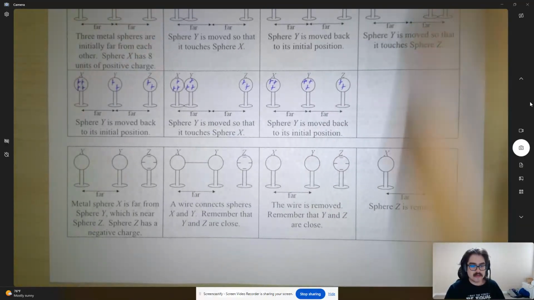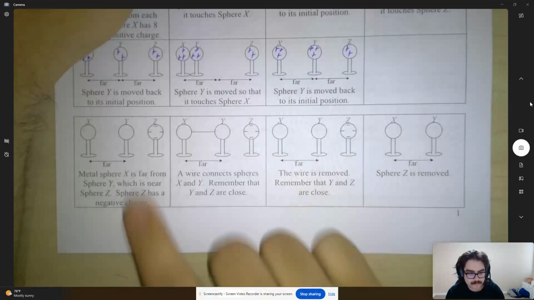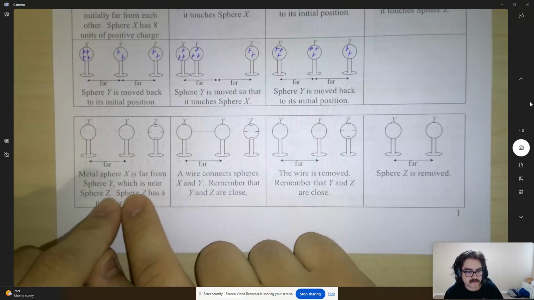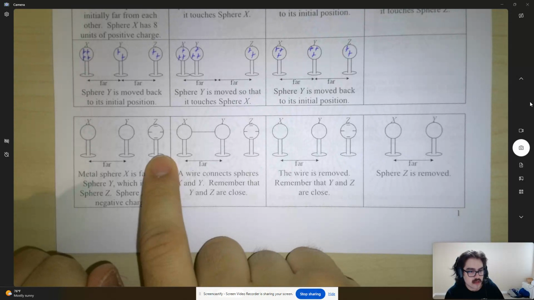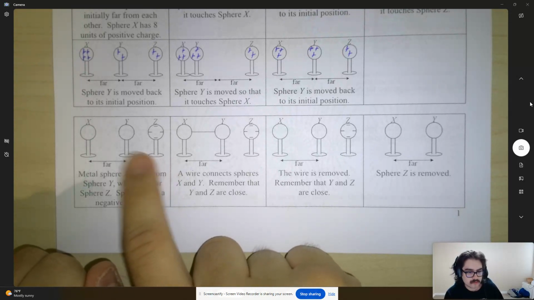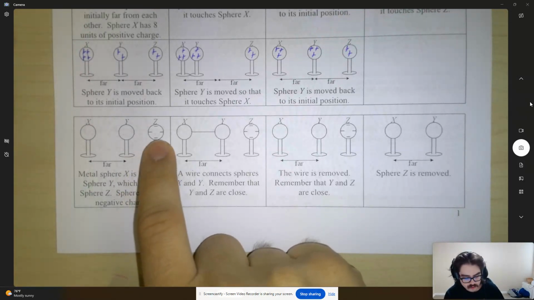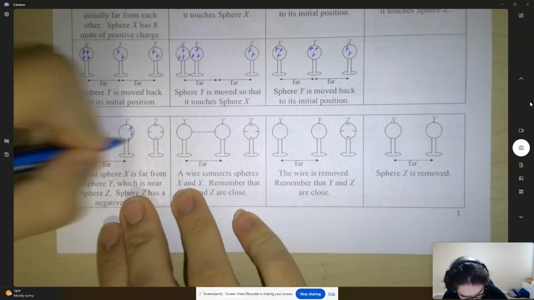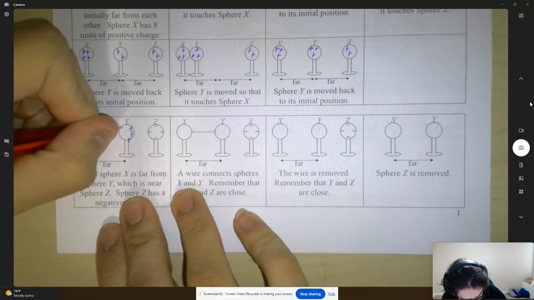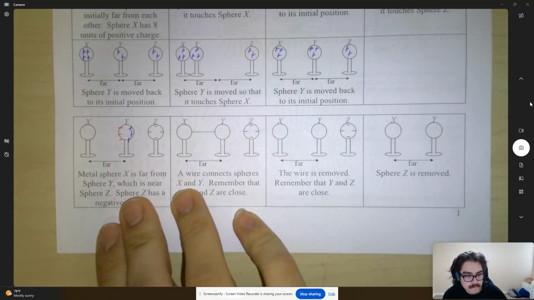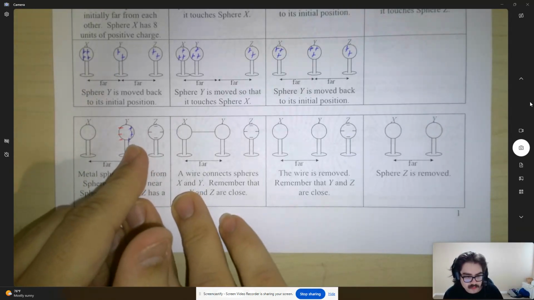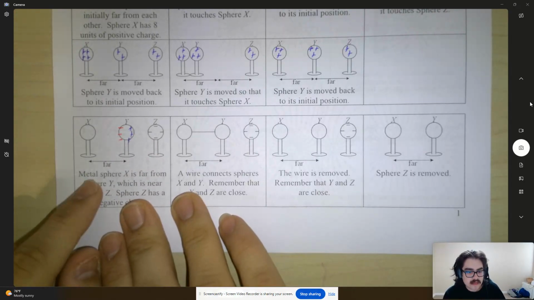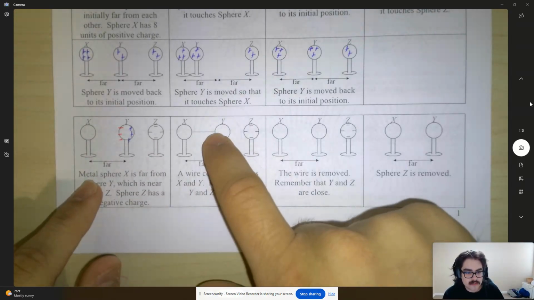This is another case where you've got metal sphere X, which is far from sphere Y, which is near sphere Z, so Y and Z are near each other. Because they're near each other, the negative charges on Z are going to draw the positive charges on Y closer to it, and then the negative charges away from it. I guess it should actually be 4 positive signs because it should be equal magnitude, right? But not a big deal. If I connect a wire, this is basically a bridge.